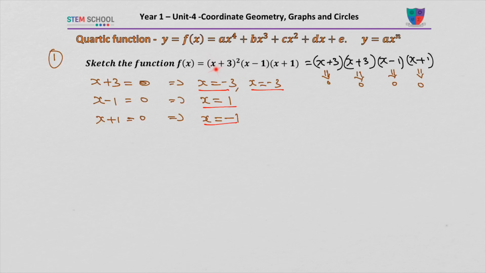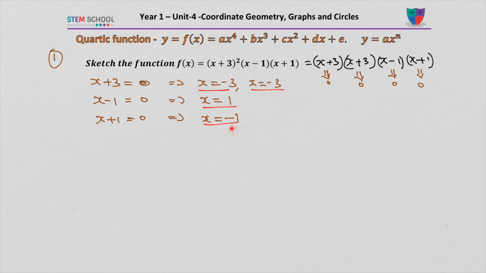We can find the intercept on the y-axis, E. That intercept is found by these 3 squared here, and then you've got minus 1 and plus 1. So we can find the intercept that way. 3 squared is 9. 9 times minus 1 is minus 9. And then you times that by plus 1, still minus 9. So the intercept E will be equal to minus 9. So that's where it crosses the y-axis.